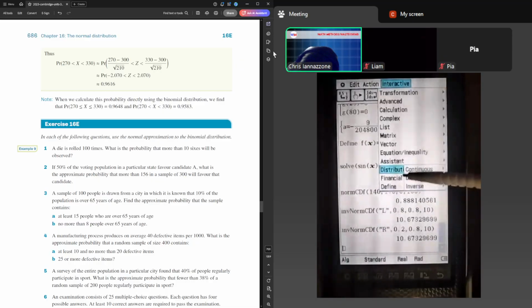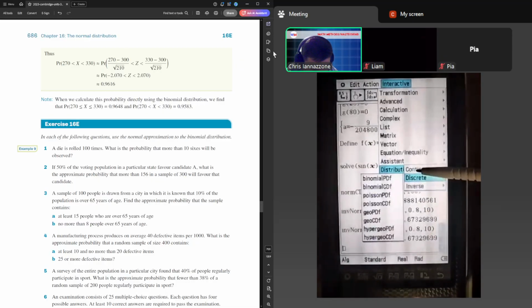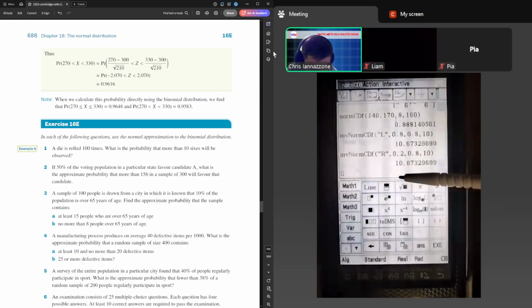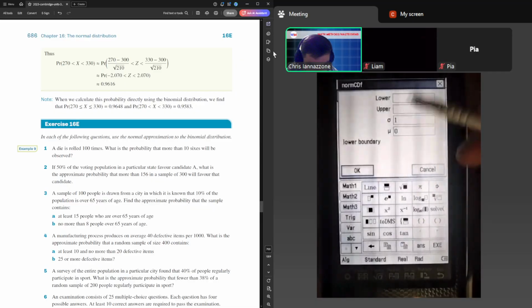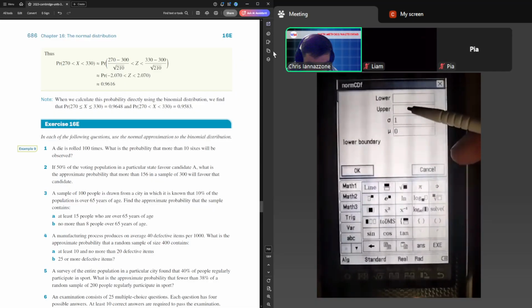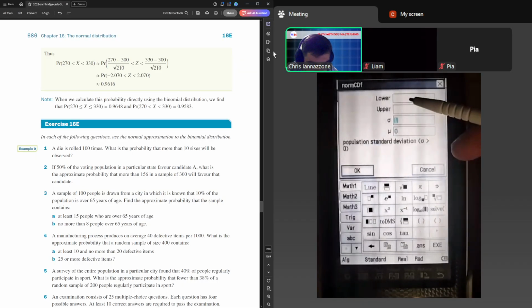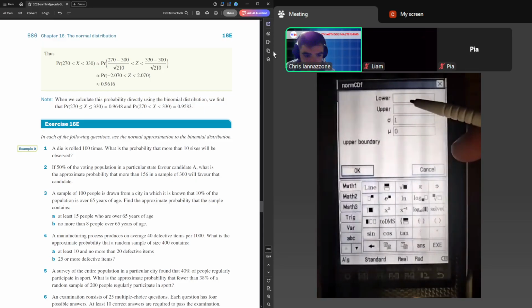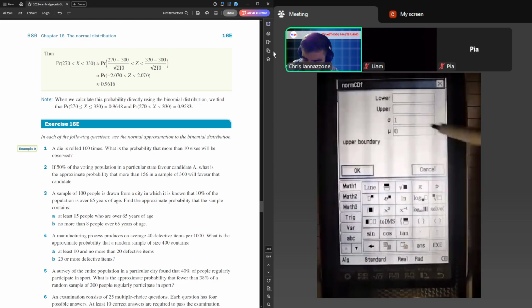We'll be using the continuous normal. So continuous and then normal CDF, which is what you saw on the other CAS. You give your lower bound, you give your upper bound, the mean, the standard deviation. Once again, highlighting that we don't use discrete rules in here. We are allowed to use infinities, and we are allowed to be inclusive of values that we otherwise wouldn't be inclusive of.